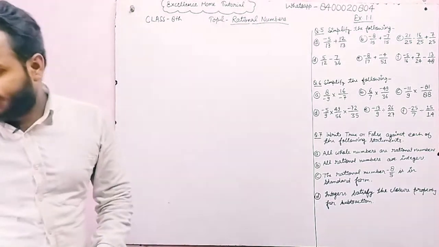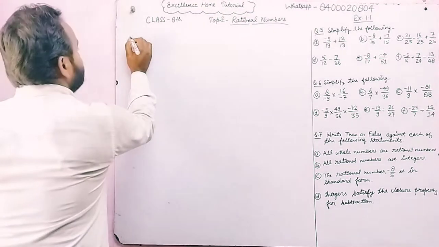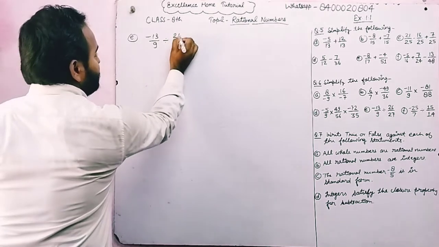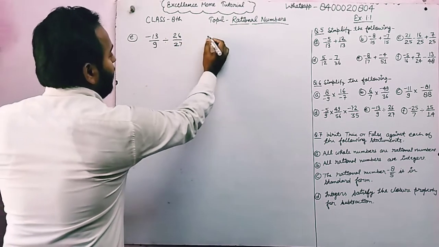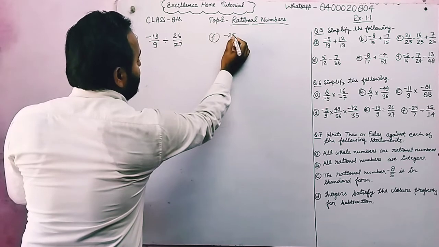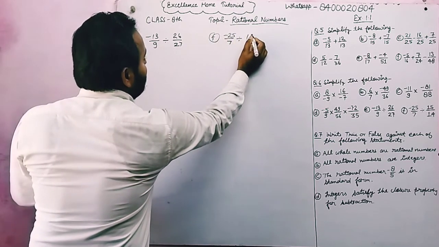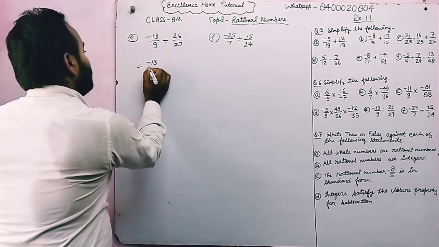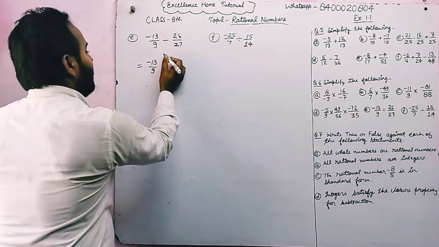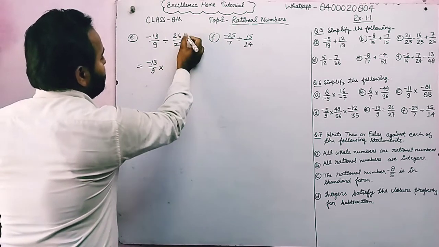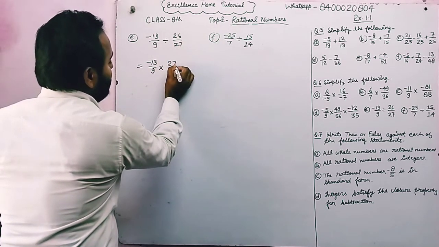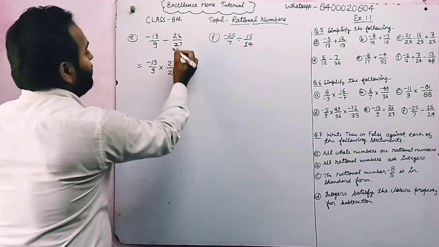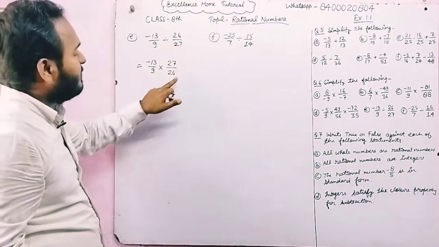These are very simple questions. E is minus 13 by 9 divided by 26 by 27, and F is minus 25 upon 7 divided by 15 by 14. So first of all, you have to write this, and after that change divide into multiply, and write the reciprocal of this number. The reciprocal of 26 by 27 is 27 by 26.